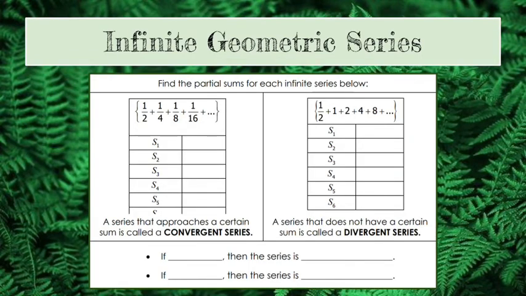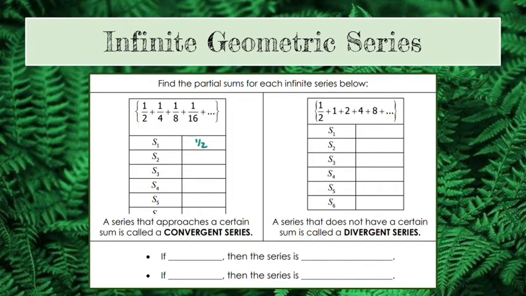The next thing we need to talk about are infinite geometric series. So infinite series, remember, go on forever. We don't have an end for those. And this asks us to find the partial sums for each infinite series below. So in the first one, it says the sum of the first term. So S1 is just the first term. So that's going to be 1/2. Then it says to find S2, so the sum of the first two terms.